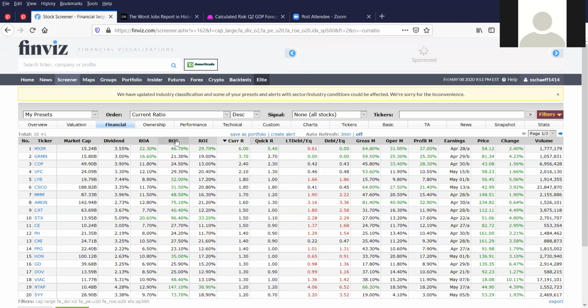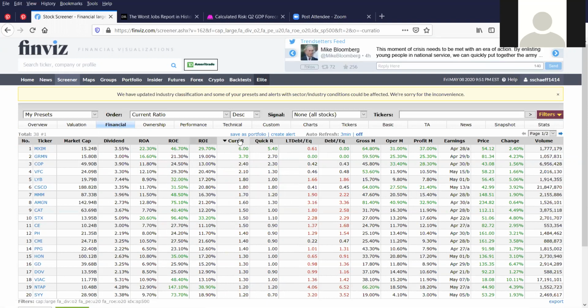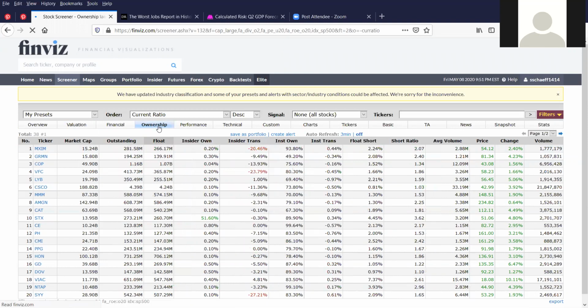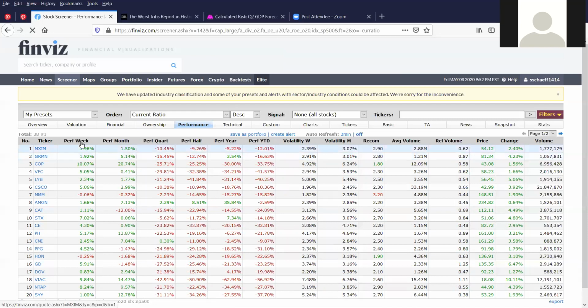Dividends, return on assets, equity, return on invested capital, current ratio, quick ratio. And you can get ownership information, including insider owners, transactions, how much institutions own, institution transactions, stuff like that. You can get the performance of the companies in the chart for the past week, month, quarter, the last half, the performance of the last year, year to date, analyst recommendations over here. And yes, I am going quick.